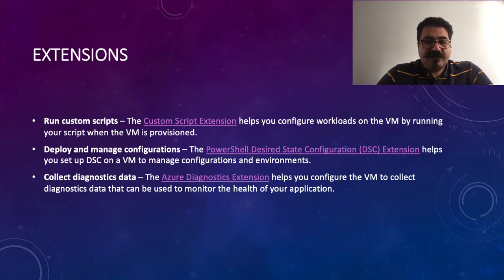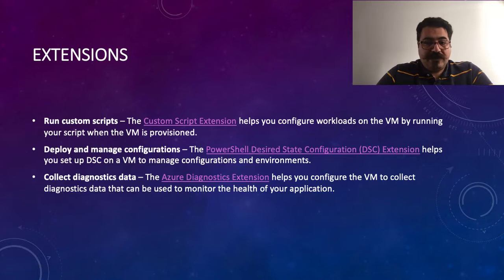The custom script extension helps you configure workloads on the VM by running your script when the VM is provisioned. The PowerShell desired state configuration, or DSC, helps you set up DSC on a VM to manage configuration and environments. The Azure Diagnostics extension helps you configure the VM to collect diagnostic data that can be used to monitor the health of your application.